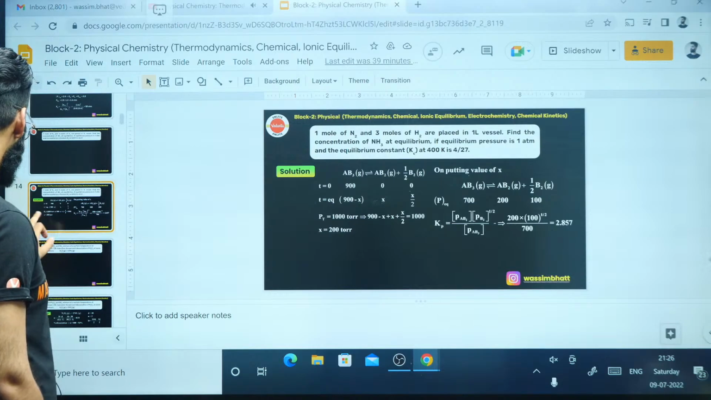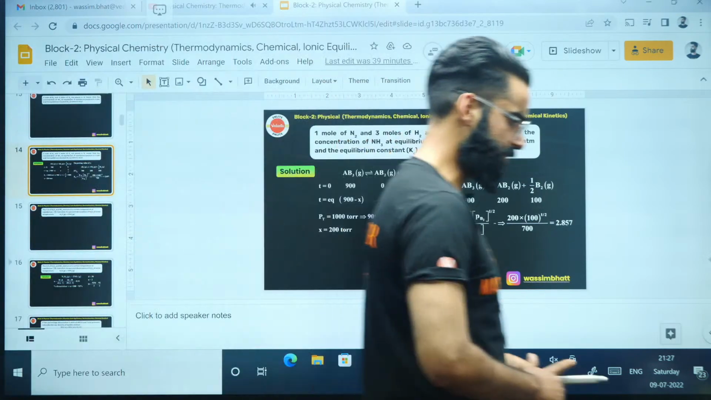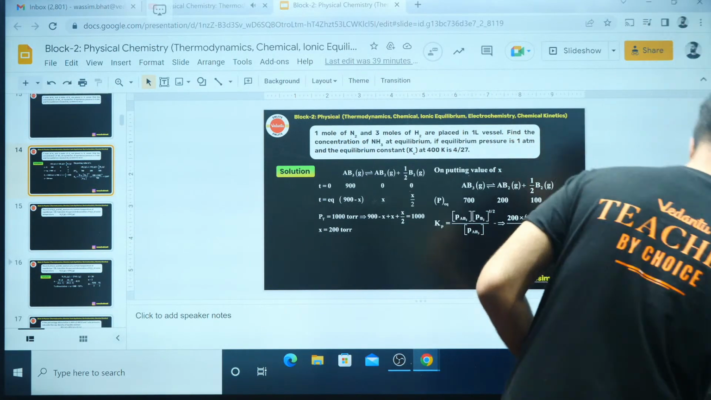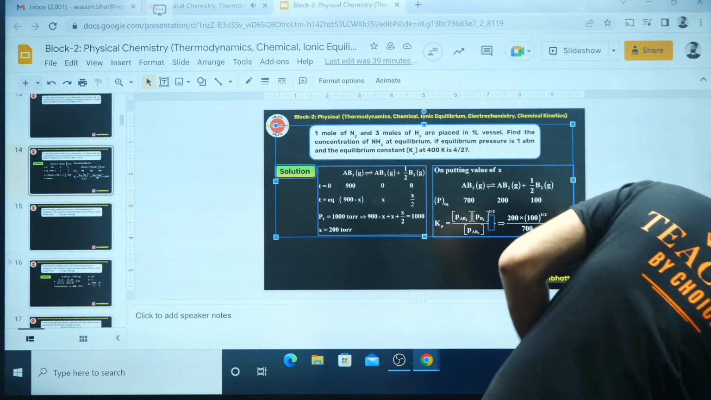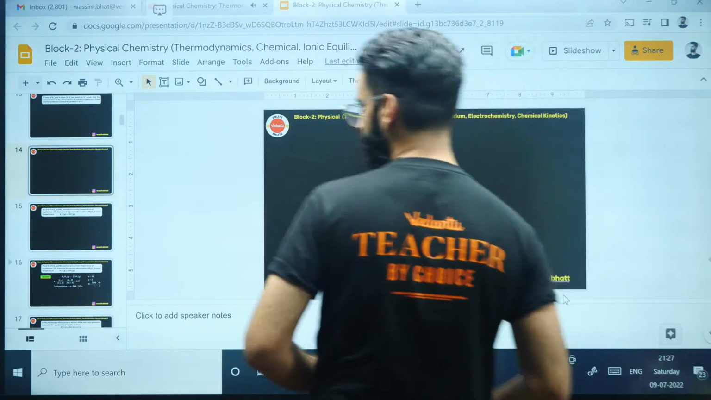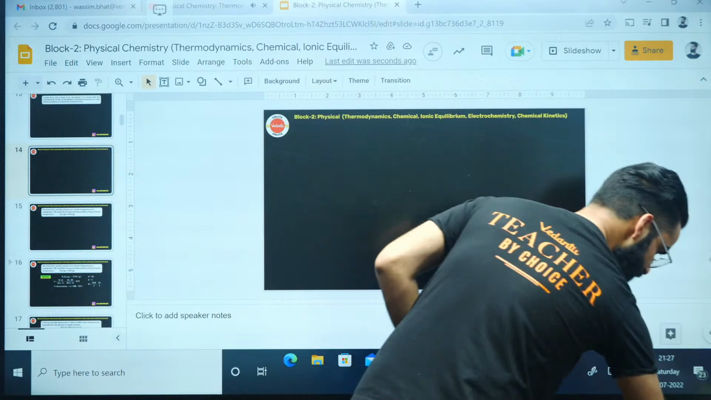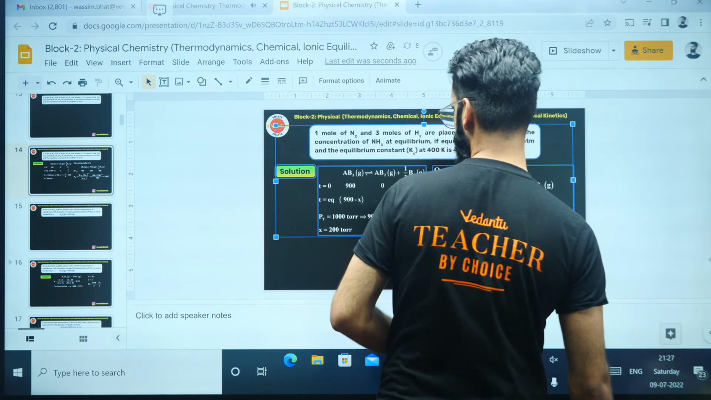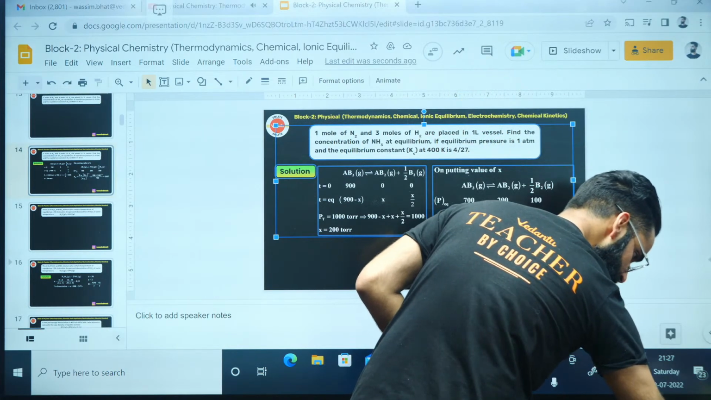Just a second, guys. So I will have to write one question on my own. Just a second, guys. The reaction is AB3 gives AB2 plus half of B2. AB3 gives AB2 plus half of B2, right?